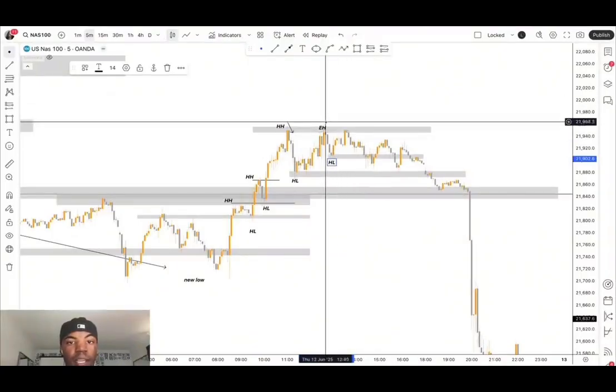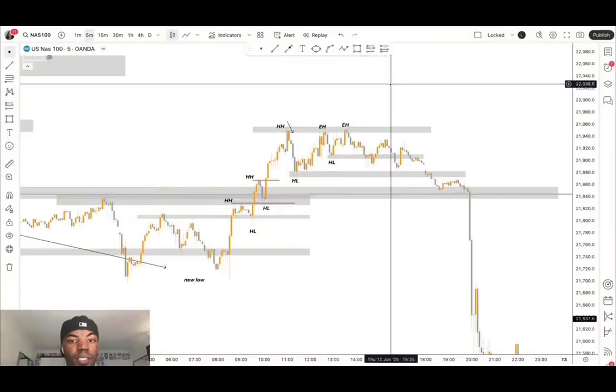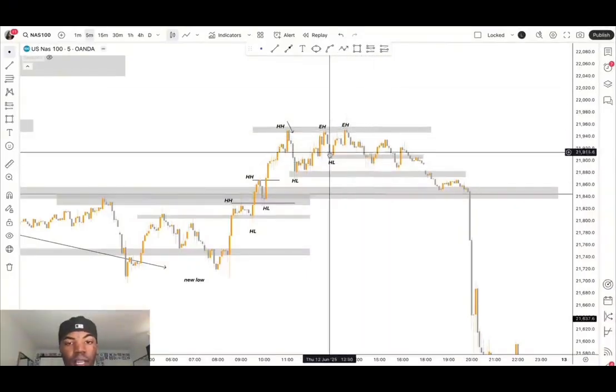But what did it do? It made another equal high. So now we're like, price is really not trying to go up. If it would have maintained at this level and then pushed up, that still would have been good. But what did it do this time? Price ended up breaking that level of support and making a low.